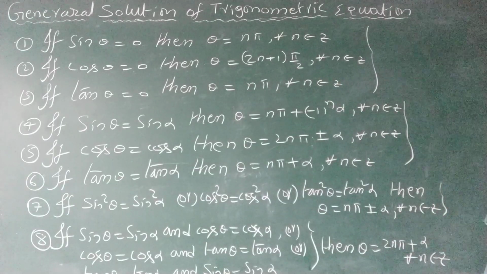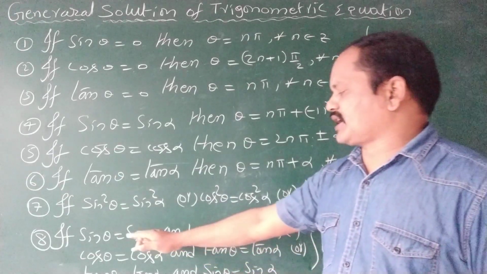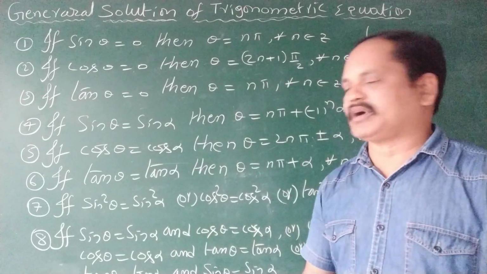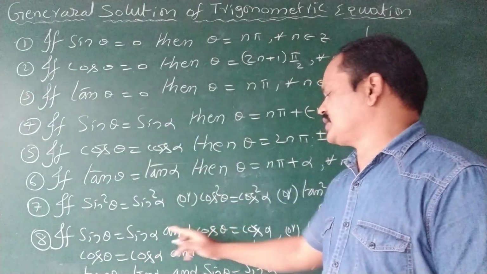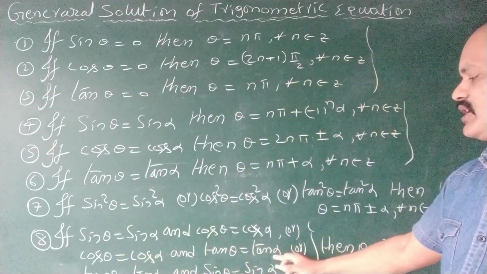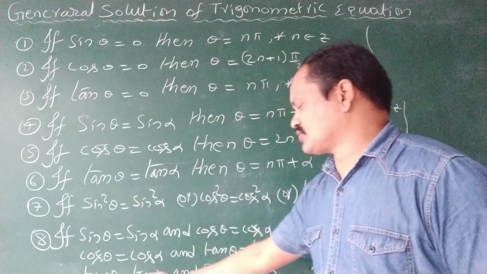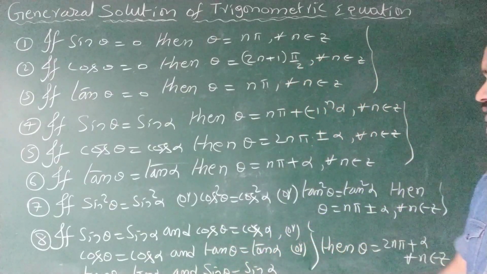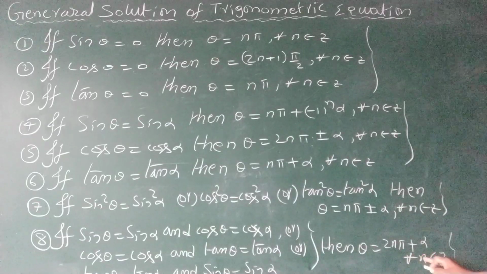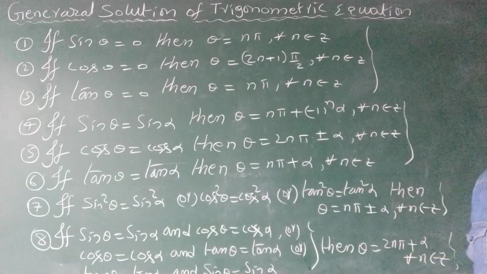This is one set. And the last one: sin theta is equal to sin alpha and cos theta is equal to cos alpha, that means the combined solution for these two relations. And cos theta is equal to cos alpha and tan theta is equal to tan alpha, and tan theta is equal to tan alpha and sin theta is equal to sin alpha. For this, the general solution is theta is equal to 2n pi plus alpha for all n belongs to Z.